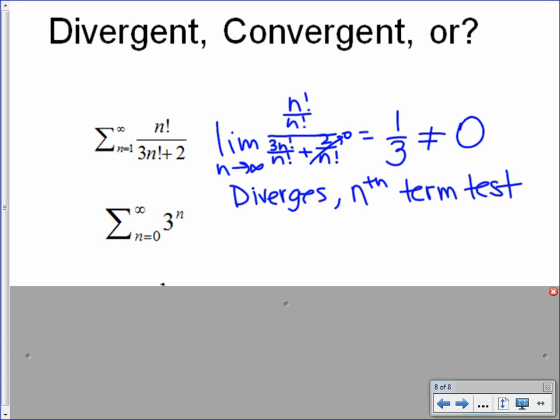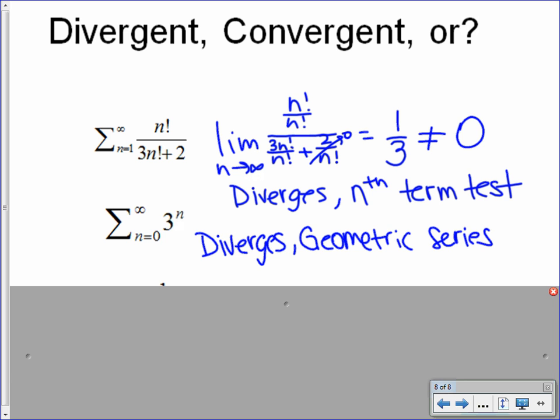Let him work through it. Oh, I got it. Okay. R is greater than 1. So this diverges because it's a geometric series where the absolute value of R is greater than or equal to 1.